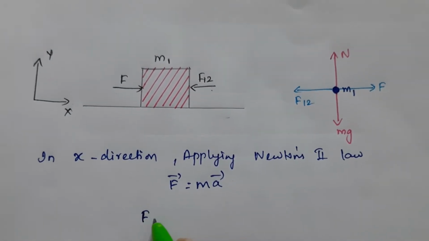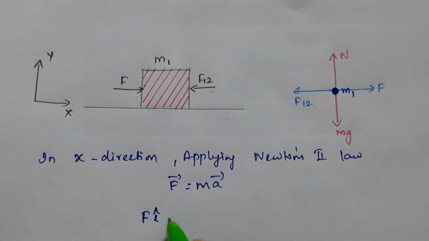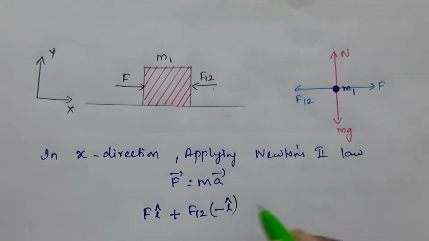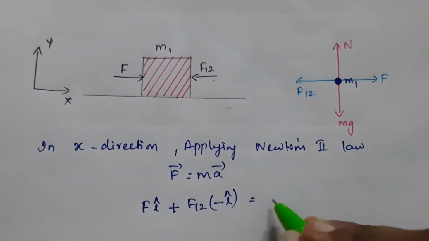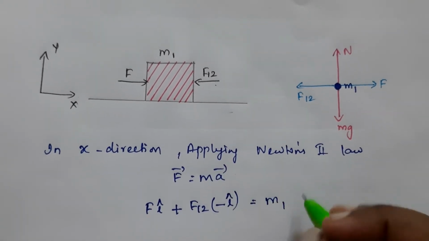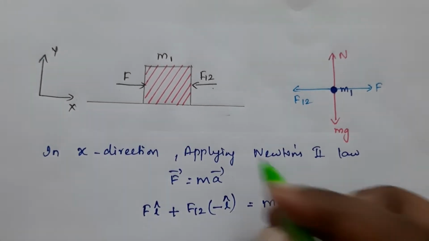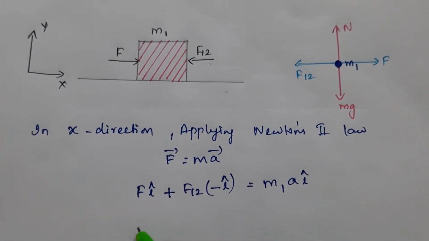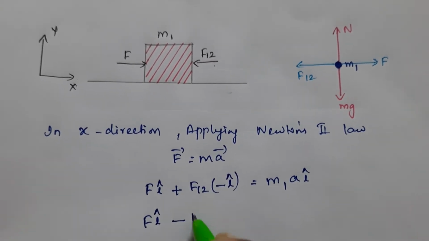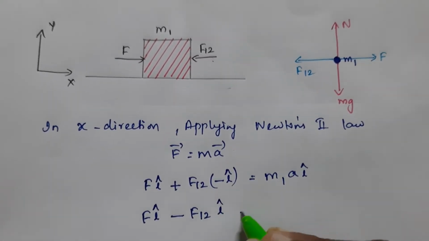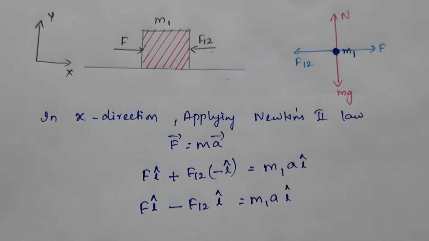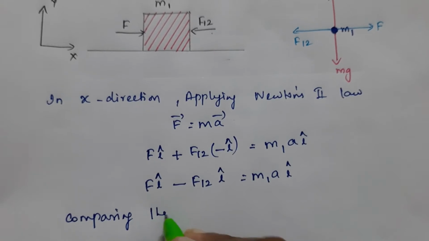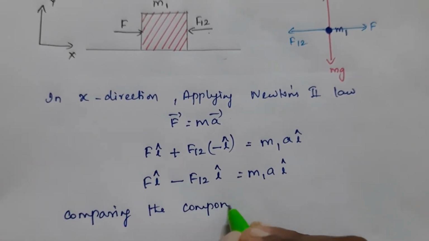So I can write F i vector plus F12 into minus i vector is equal to m1 a i vector, because the mass m1 is moving in the positive x direction. So this can be written as F i vector minus F12 i vector is equal to m1 a i vector. Now comparing the components on both the sides.